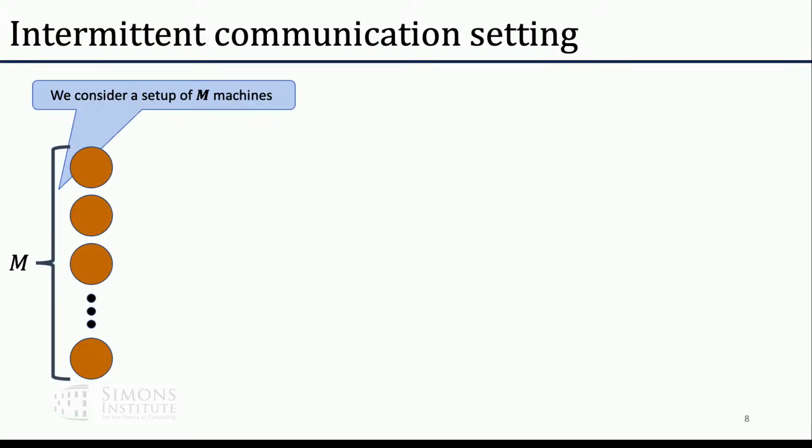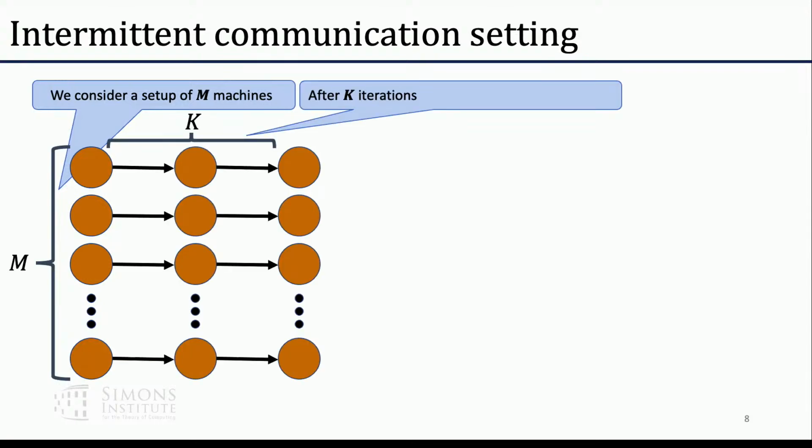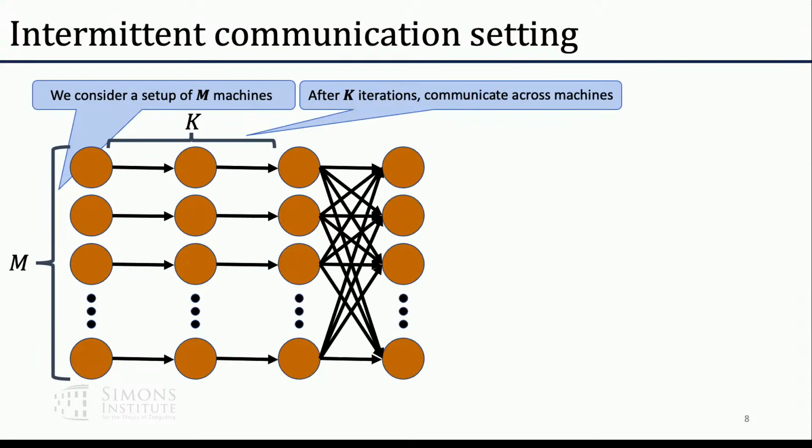So we will consider what's known as the intermittent communication setting. Basically, we're going to have M machines working in parallel. And these M machines will get to do k iterations of something. We'll need to specify what that something is, but we want to imagine k operations that take place. And ideally, for all the machines, those k operations will finish roughly at the same time. So we should expect those operations to be comparable in terms of their efficiency.